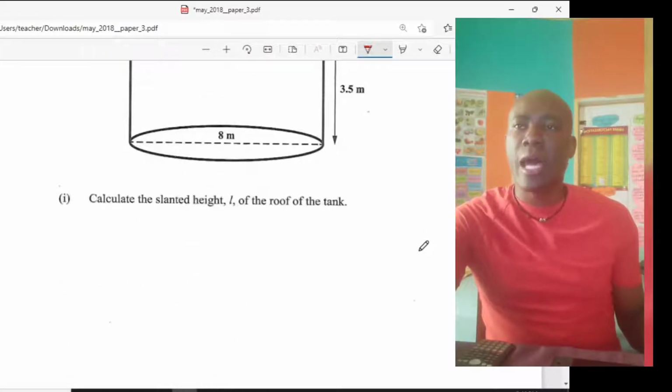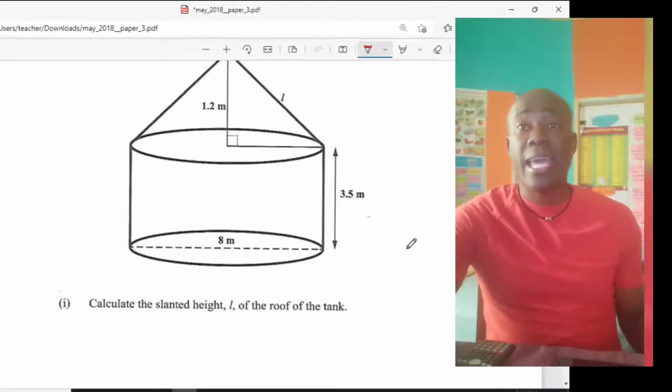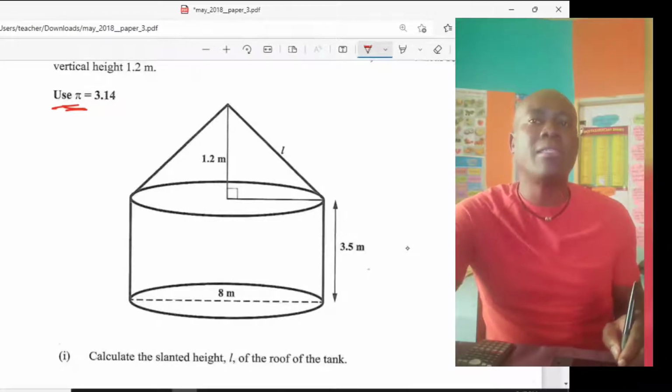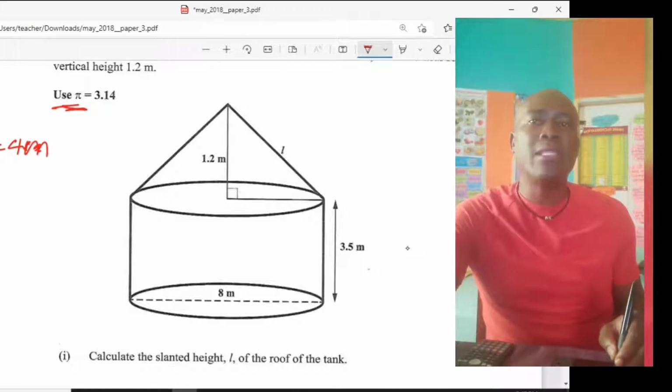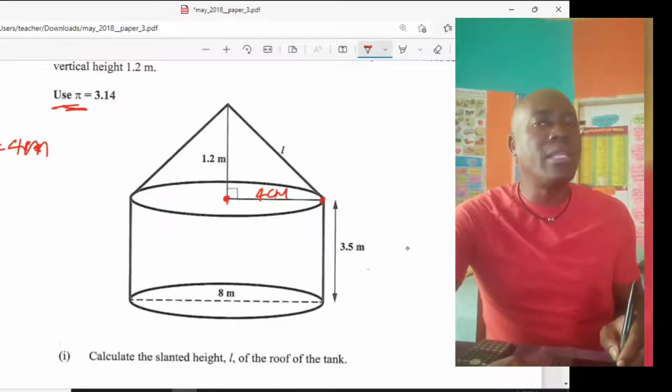All right, so here they're saying calculate the slant height L of the roof of the tank. So we want to find the slant height L. Now let's take a look at what is going on. We were told that the diameter is 8. So if the diameter is 8, then the radius is half of that, because half of a diameter would give me a radius. So 4 meters would be my radius, and this is the center and this is the circumference, so this is 4. All right, so it is 4 meters for the radius.